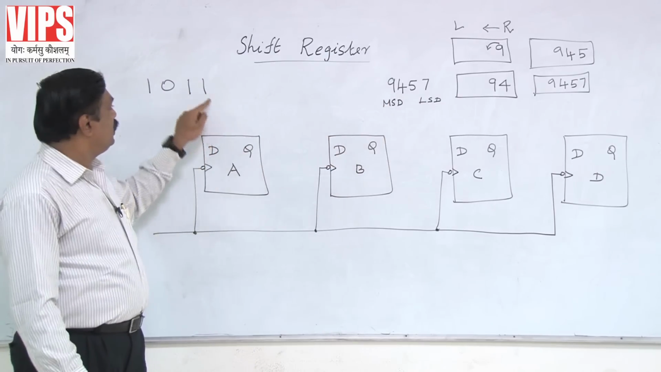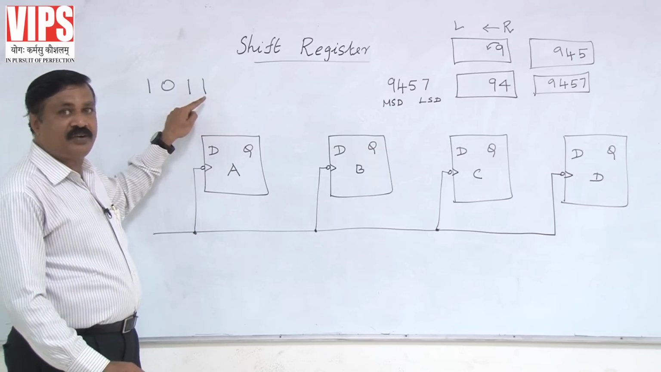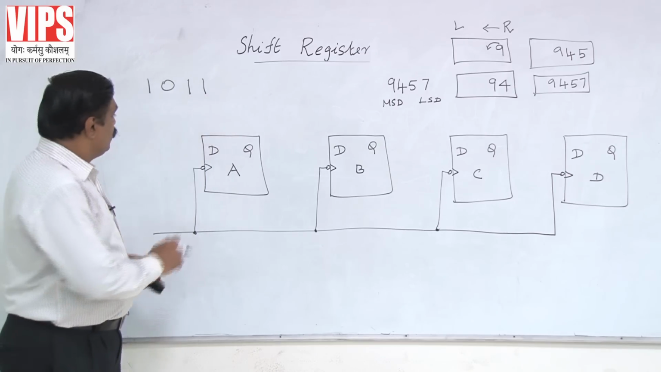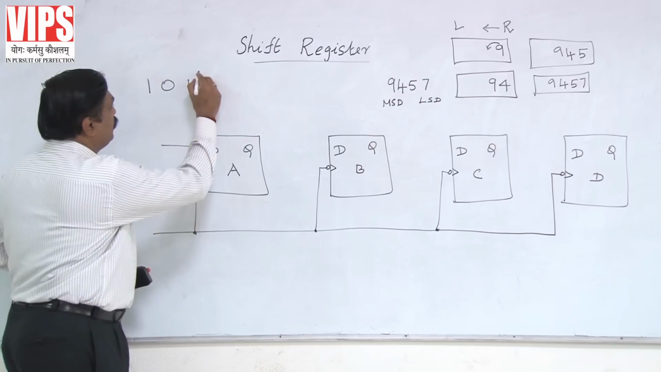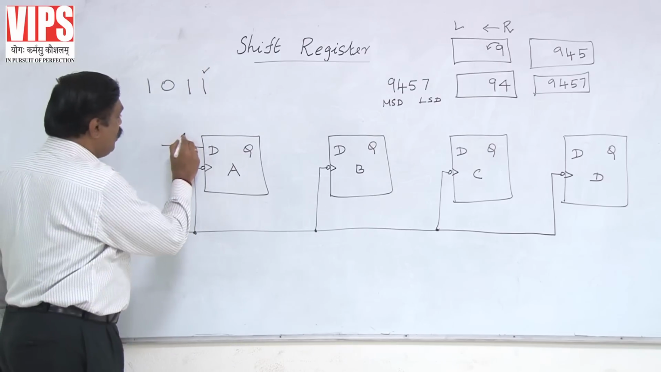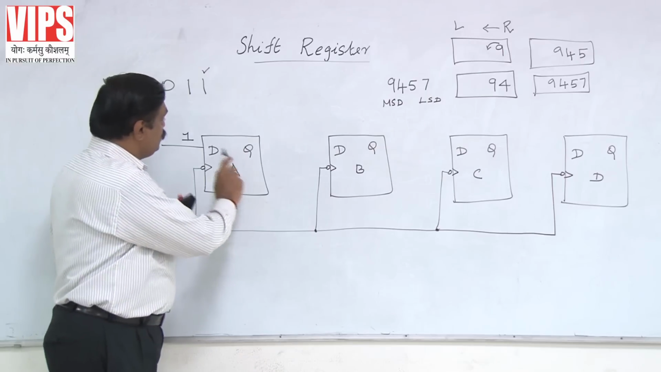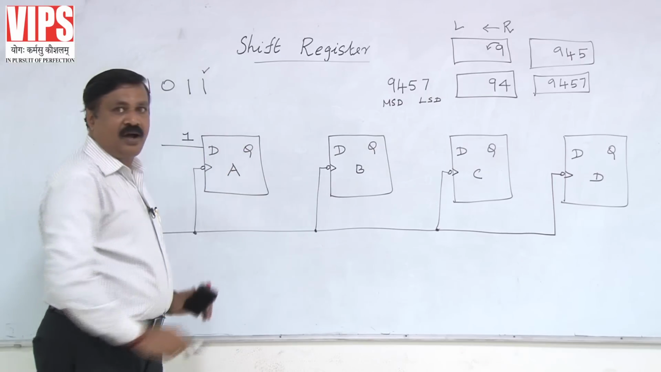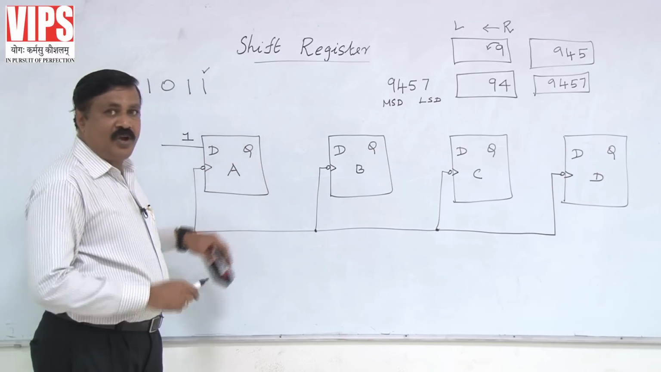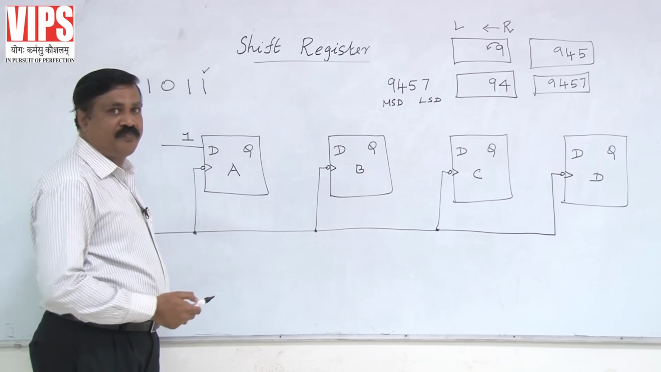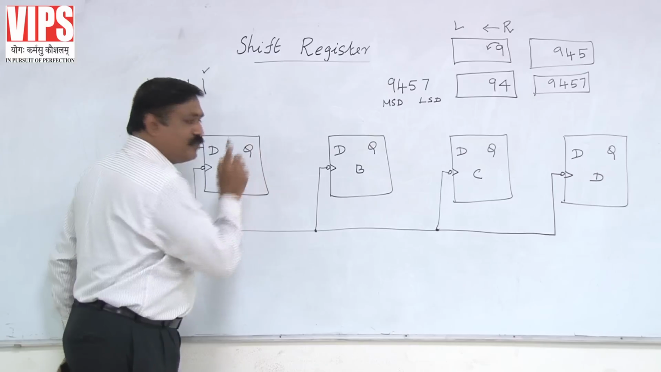Here, I have to enter the least significant bit first. Therefore, first I will enter this number. That means 1 is entered. Now, this 1 will appear at Q when you give a clock pulse. Now, this 1 will appear here.